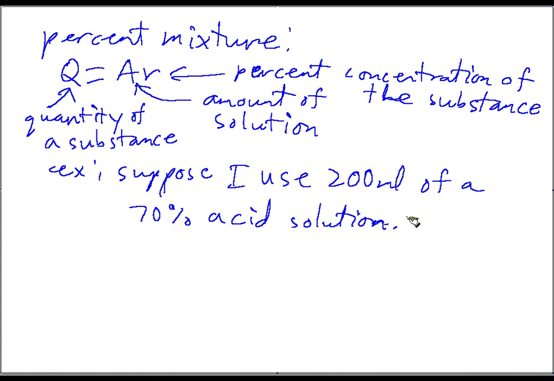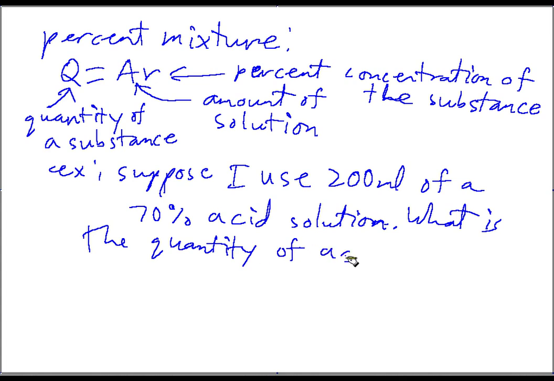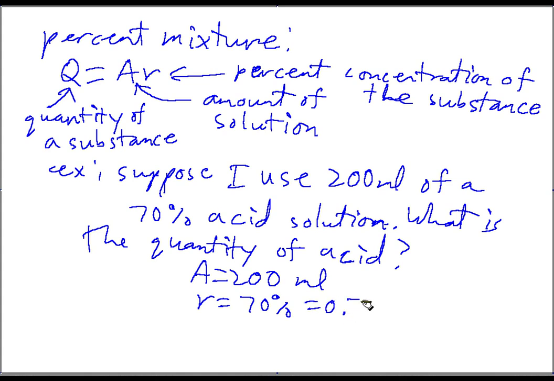So the question is, what is the quantity of acid in that solution? In other words, what is the quantity of that substance? I want to find Q. Well, that's just A times R. So my amount is going to be 200 milliliters, and my percent concentration is 70%. That's going to be 0.70.